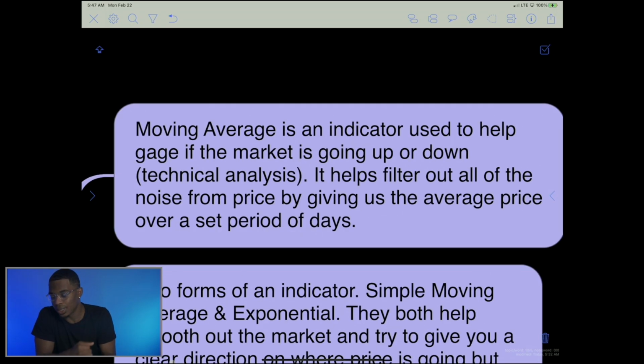So a moving average is an indicator used to help gauge if the market is going up or down. It's a form of technical analysis. It helps filter out all of the noise from price by giving us the average price over a set period of days.